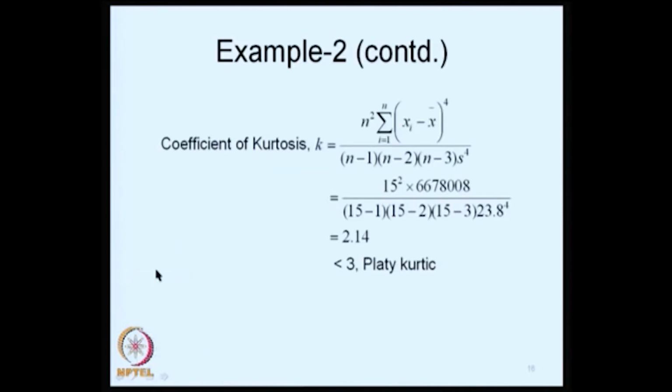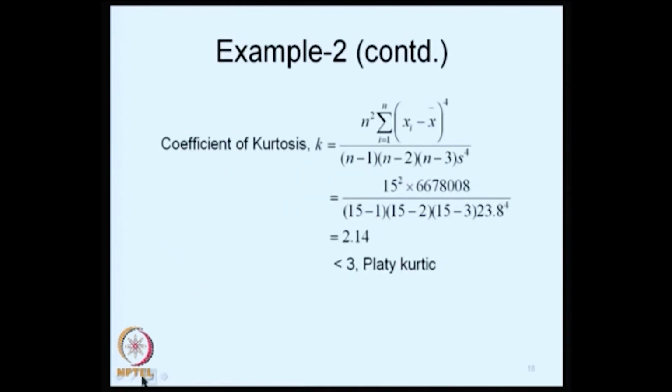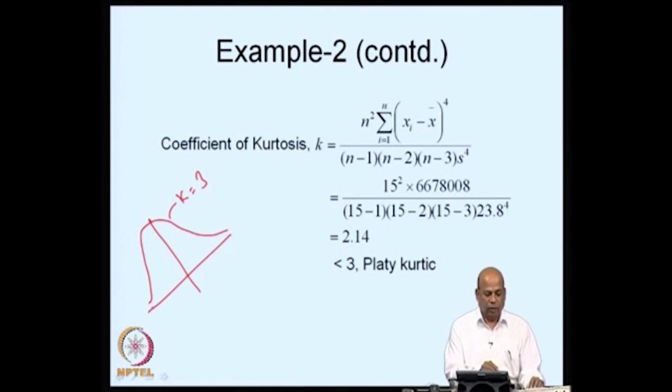flat distribution. For example, a platykurtic distribution will have some shape something like this. If this was your normal distribution, this would be k is equal to 3. Recall that we defined the normal distribution like that. If k is less than 3, you may expect a flat distribution like this. So, the lower the k, the flatter will be the distribution. So, in this particular case, you get 2.14 as the kurtosis, which is less than 3, and therefore, it is a platykurtic distribution.